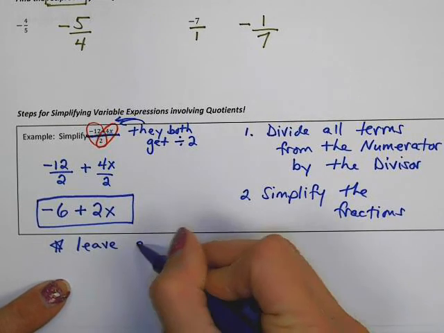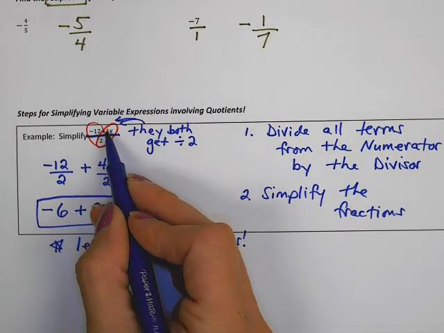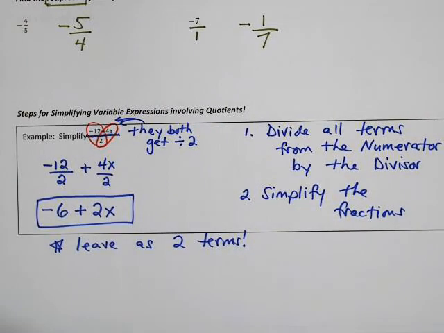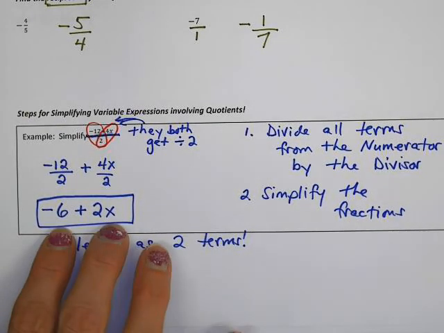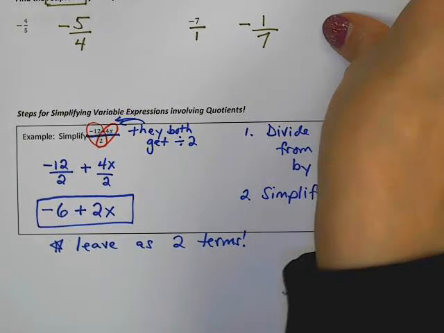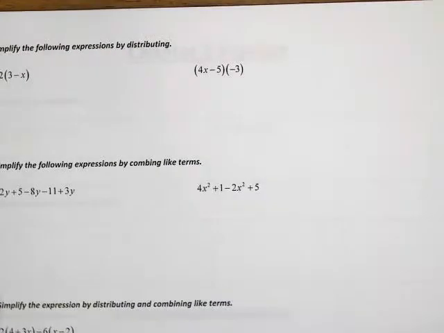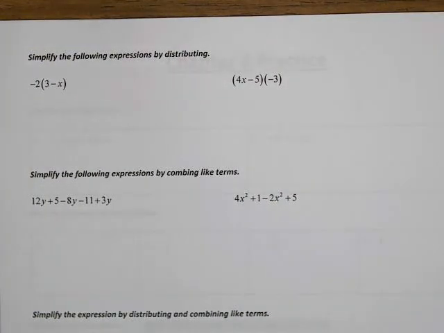Leave as 2 terms. Okay, if there were 2 terms on top, then your answer is going to have 2 terms. I know when we studied this chapter, some people were smushing these together. Are these like terms? No. A number and a variable, they don't get added together. Constants go with constants, and variables go with variables. Okay, that was some of the stuff that we studied in chapter 2. And then we got to the end of the chapter where we did lots of distributing. Okay, so when you distribute, you look for parentheses.